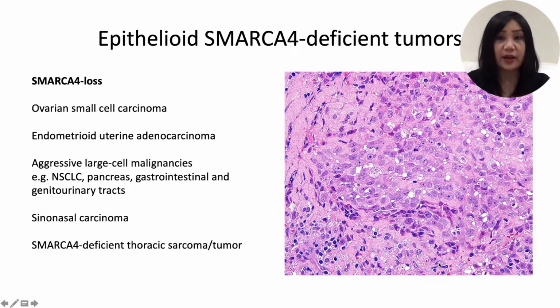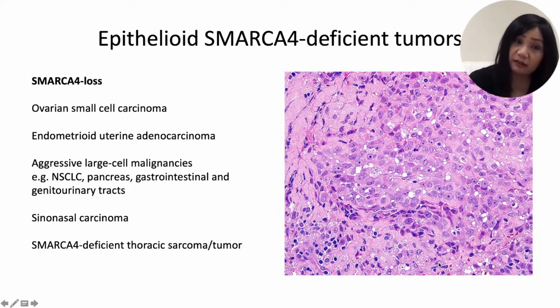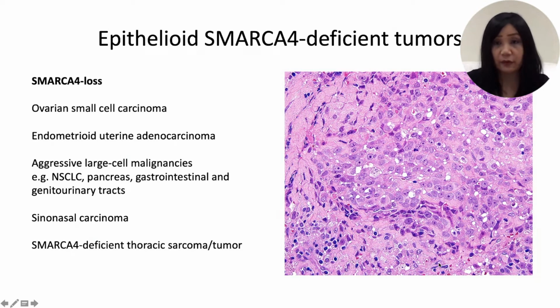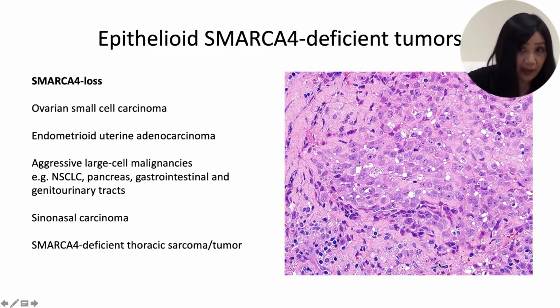SMARCA4 loss is emergingly characterized in a variety of tumors, mostly epithelial. So ovarian small cell carcinoma, formerly known as small cell carcinoma of hypercalcemic type, is defined by SMARCA4 loss, as well as some endometrioid uterine adenocarcinomas, a proportion of sinonasal carcinomas, and a variety of aggressive large cell malignancies in organ or visceral sites, including non-small cell lung cancer and those of the pancreas, GI tract, and GU tract. And then we'll talk about this later, but there is the new clinicopathologic entity of SMARCA4 deficient thoracic sarcoma.